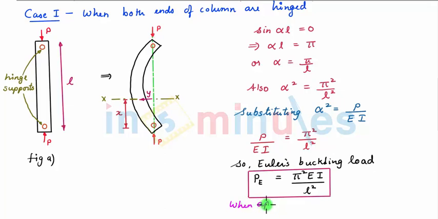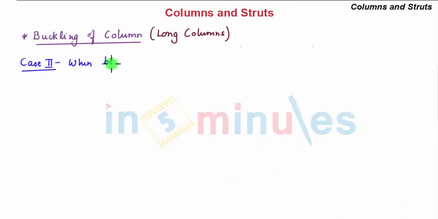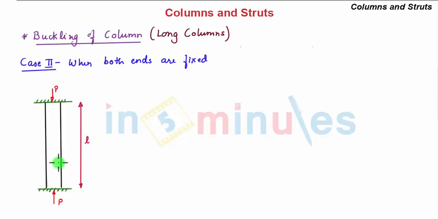When applied load P exceeds this Euler load PE, the column buckles. Now this is the expression for Euler's buckling load when both the ends of the column are hinged, as shown in the figure. Now for different end conditions, like for the second case, when both ends of the column are fixed, as shown in the figure.